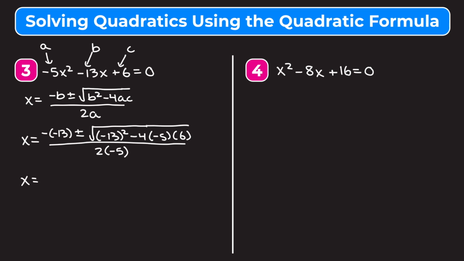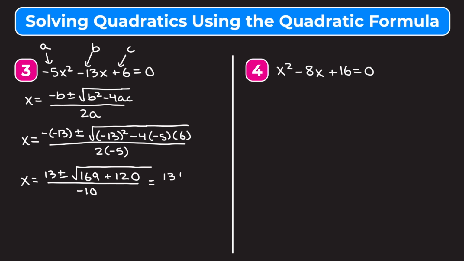So negative 13 is positive 13, plus or minus the square root. Negative 13 squared is 169. And negative 5 times negative 4 is going to give us a positive 20. Multiply that by 6 and we should get a positive 120. And this is going to be over 2 times negative 5, which is negative 10. And now I want to simplify this some more.